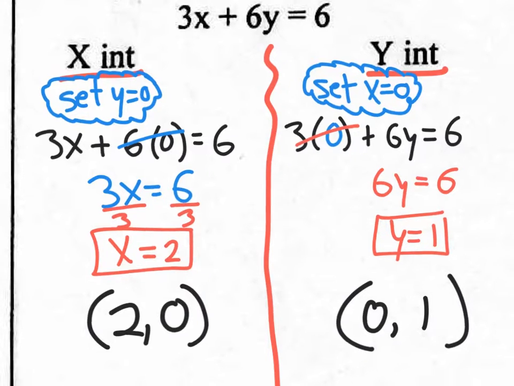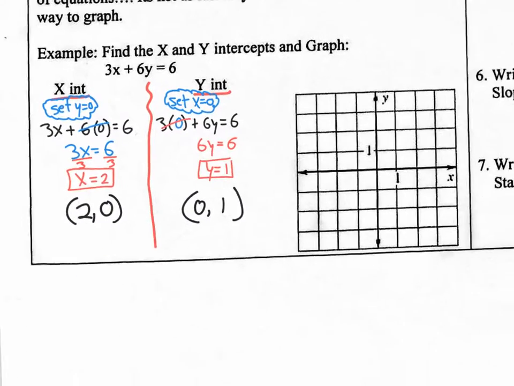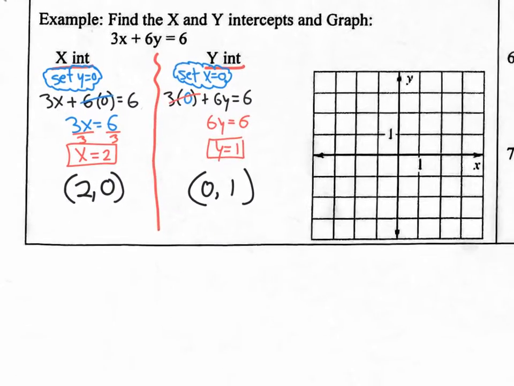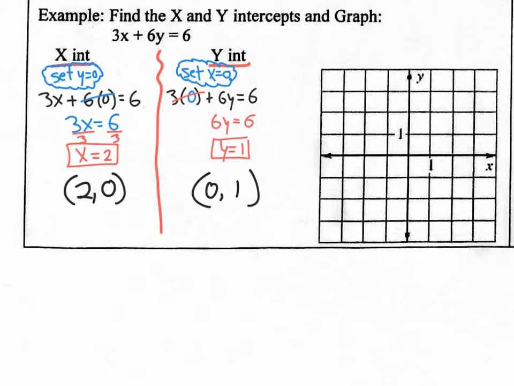Now, what does this do? It actually helps us graph even faster than with an XY table. Because if you know it crosses at x equals 2, and you know it crosses at y equals 1, then you already have 2 points on your line. And that's all you really need for your line. You only need 2 points. So, you could just draw your line right through those.